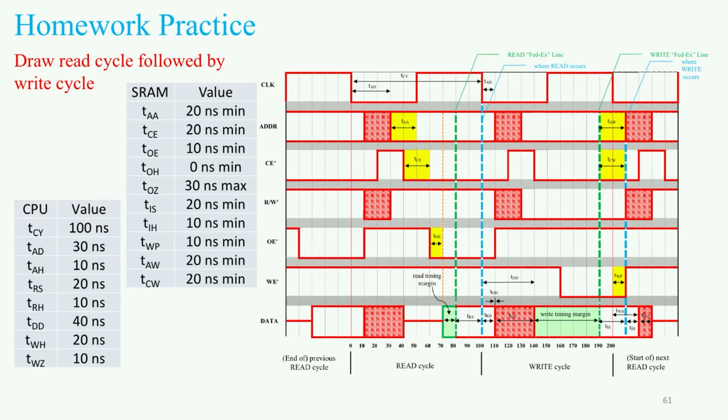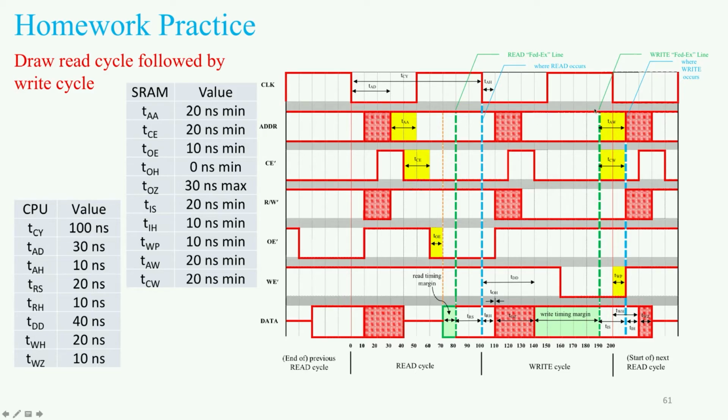This is the solution to homework 5, problem 1 or problem 2, I believe, which asks you to look at a specific set of timing parameters for a CPU and a specific set of timing parameters for an SRAM, and then examine what happens on a read to write transition. All of the previous examples we've gone through, in successive cycles, assumed a read followed by a read, or when we looked at writes, a write followed by another write. For this example, we're going to look at what happens on a read to write transition.